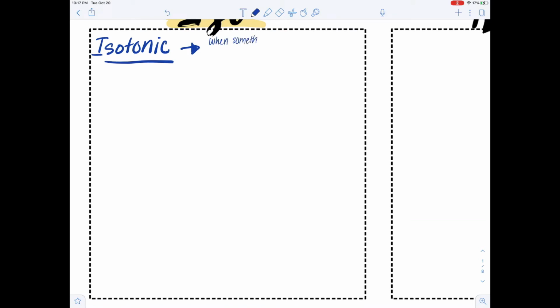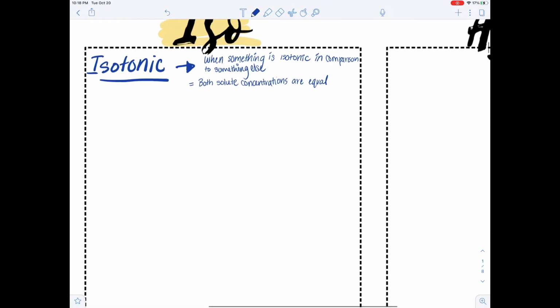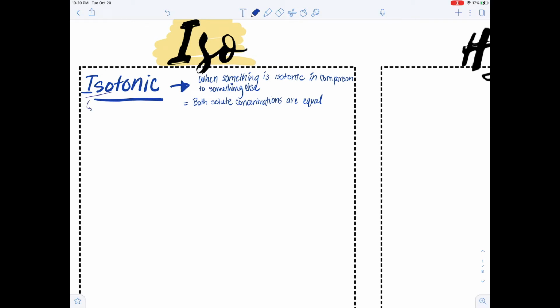When we're using the term isotonic, we're using it when something is isotonic in comparison to something else. The term iso means same. So in an isotonic comparison, both the solute concentrations are going to be equal. So just keep in mind that iso means same, and tonic refers to the strength, or like the concentration.